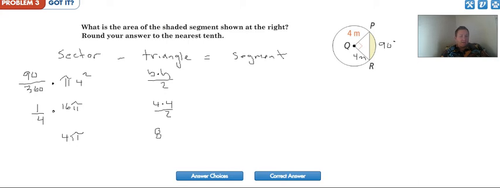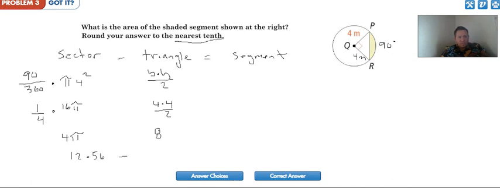Okay, well I have one that has pi, one that doesn't. This one tells me to round to the nearest tenth. So let's do 4 times 3.14. This is going to give me approximately 12.56.